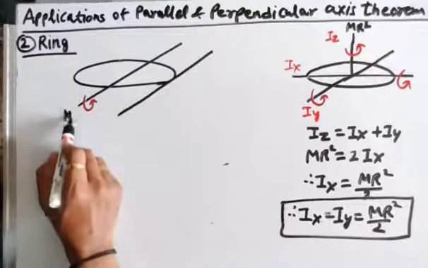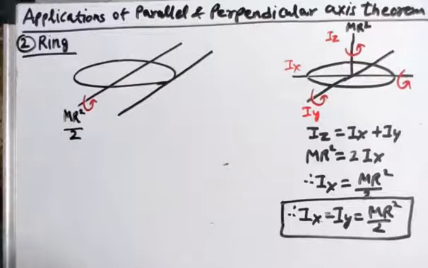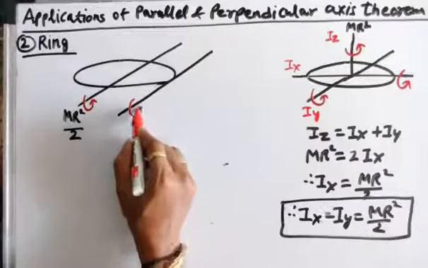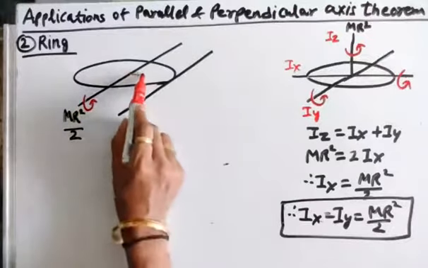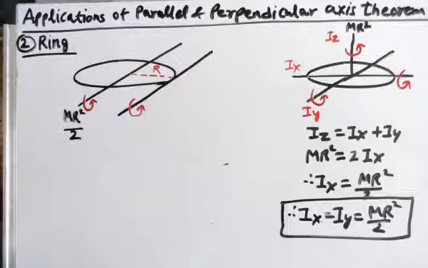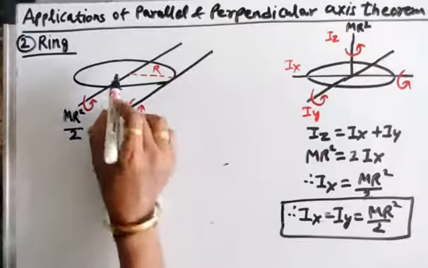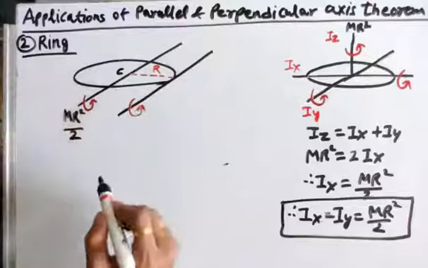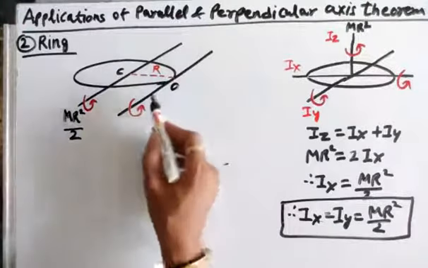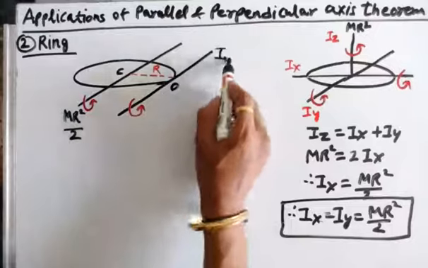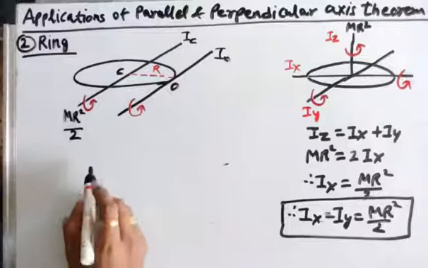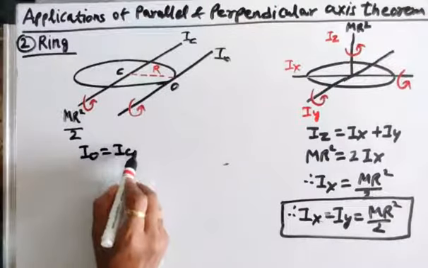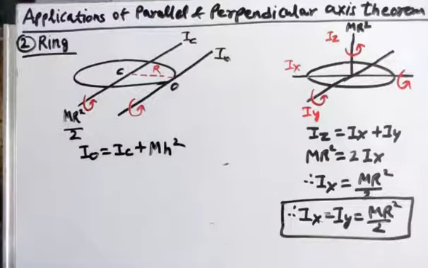So this is nothing but mr square upon 2, and now we want to find the moment of inertia of the ring about this axis which is tangent to the ring and in its plane. You can see these two axes are parallel to each other and the distance between these two axes is r. So we can make use of the principle of parallel axis. This we can consider as C, that is center, and this as point O. So the moment of inertia of the ring about this axis is IO, and of this axis is IC. So by using the principle of parallel axis we can write IO is equal to IC plus MH square.